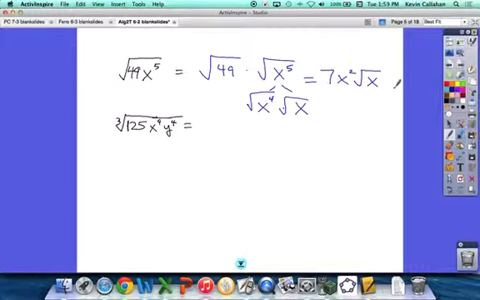Right, the next one, the third root, sorry, of 125x to the ninth y to the fourth. Let's break that down. We'll make that the third root of 125 times the third root of x to the ninth times the third root of y to the fourth.